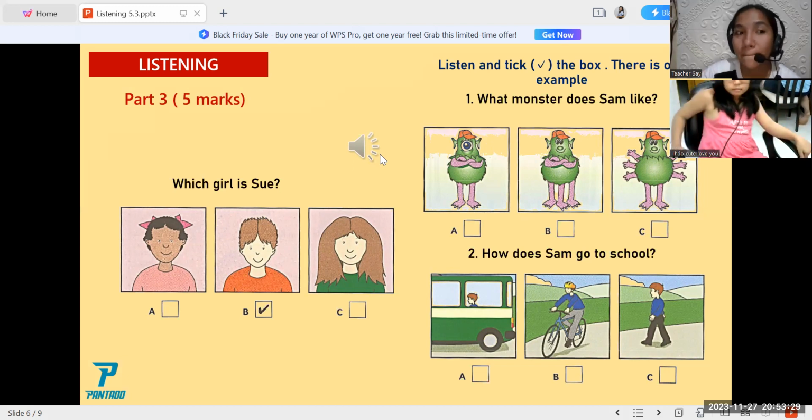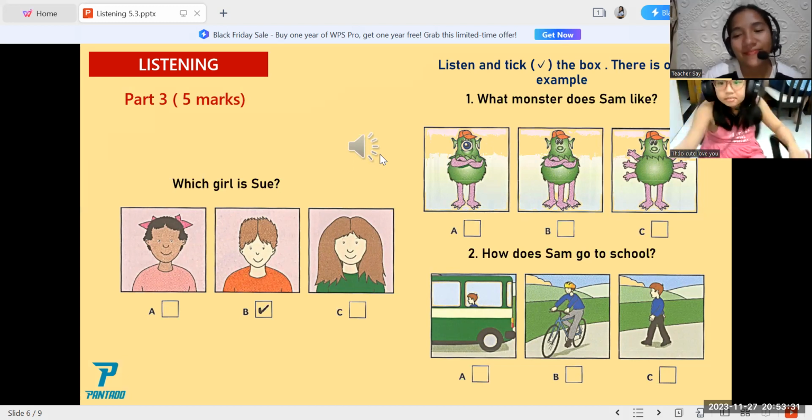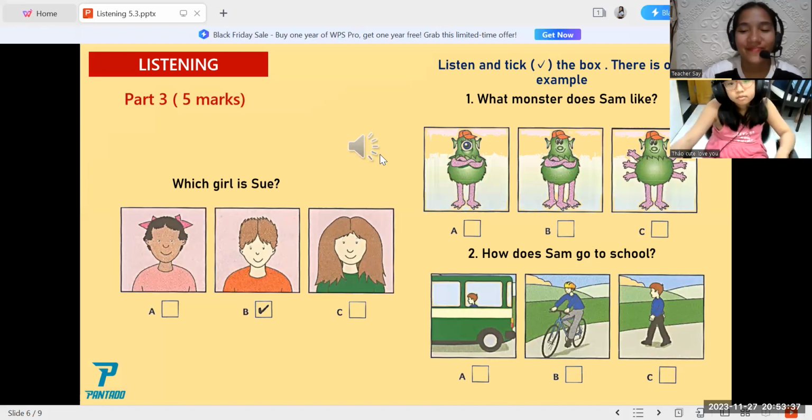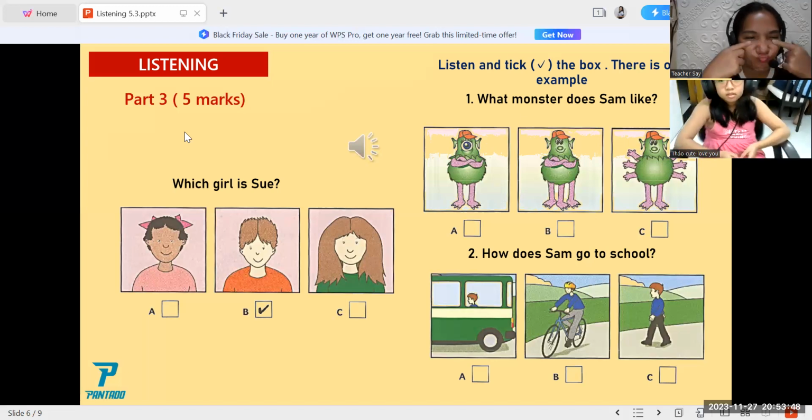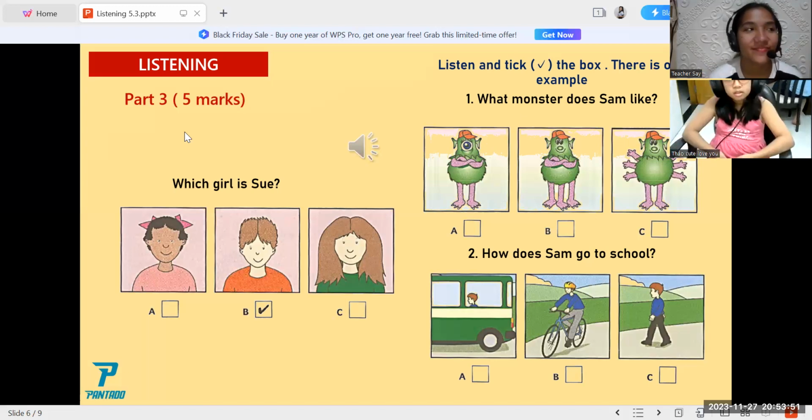Part three. Look at the pictures. Listen and look. There is one example. Which girl is Sue? Which is Sue? The new girl in your class? Is she the girl with black hair? No, Sue's got brown hair. Is her hair long? No, it's very short.